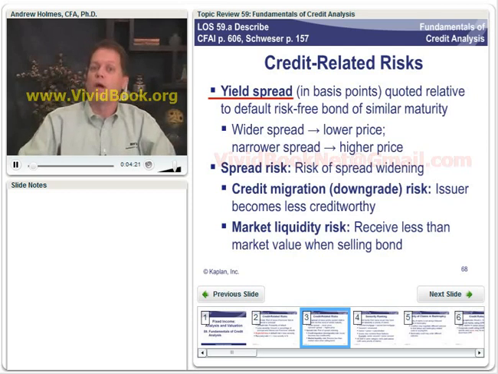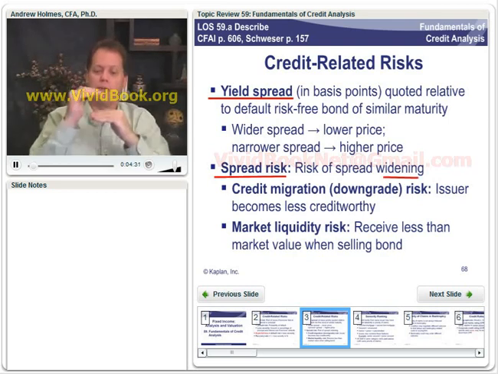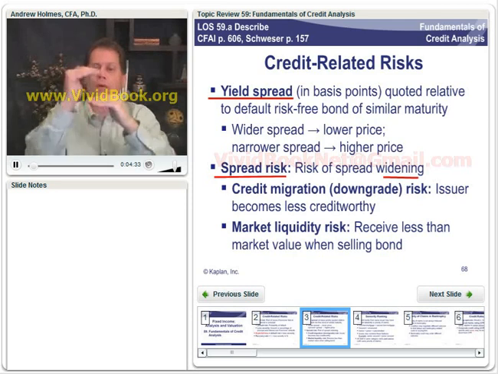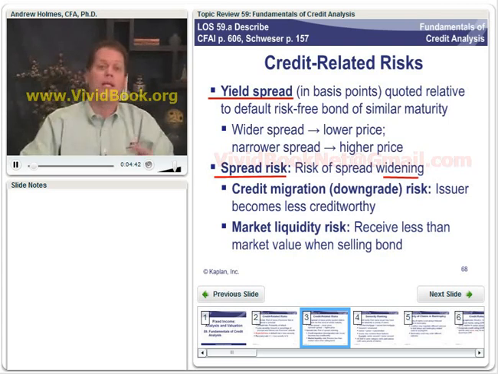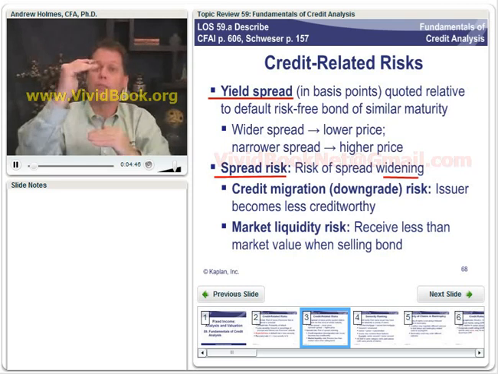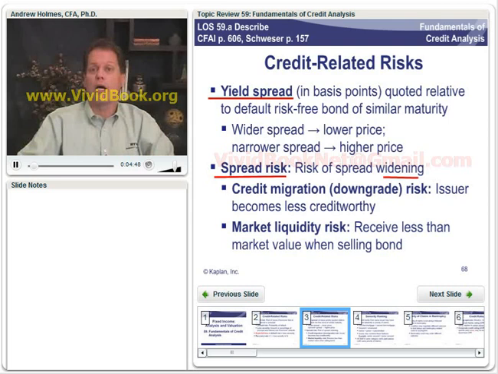So when we talk about yield spread, it's just the spread between those two. Spread risk is the risk that the spread is going to widen. And we can think of it in terms of yield spreads, because if we had this spread, well, interest rates can go up, but the spread hasn't changed, right? But even if interest rates go down, the spread can get wider, meaning that your bond is going to underperform relative to the market. If the spread widens, you are going to underperform the market.